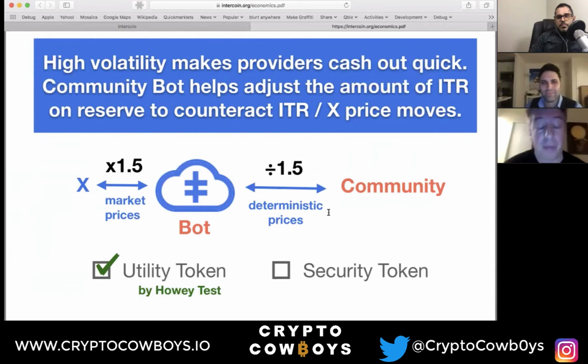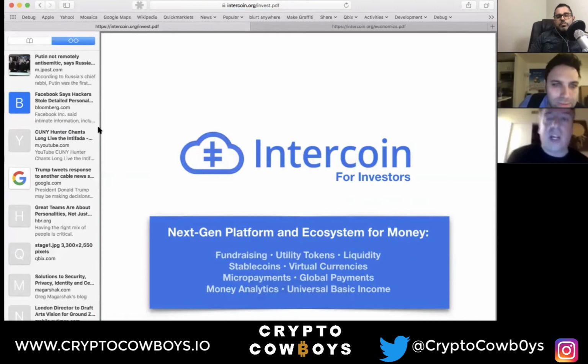And that income comes from where? From the reserves, or how does this? That's what I'm trying to wrap my mind around. How does that work exactly? Because it's got to come from somewhere. So, that can come from many different sources.